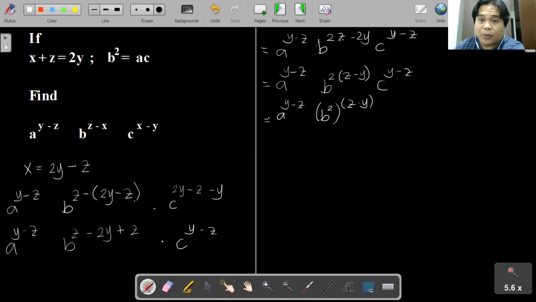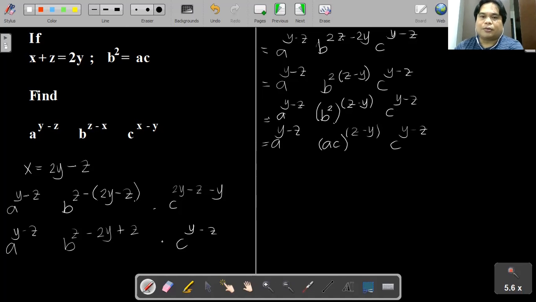Okay, so I will now have c to the power of y minus z here, and then from there, I will have a to the power of y minus z. B squared, as given in the condition, is equal to ac. So instead of b squared, I will now have ac all to the power of z minus y. Would you agree?